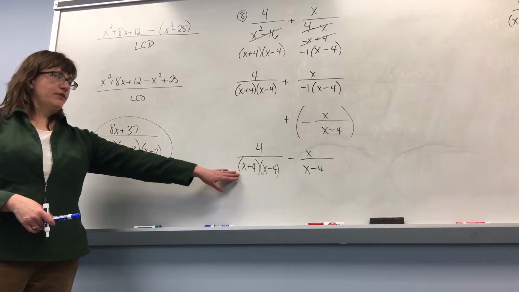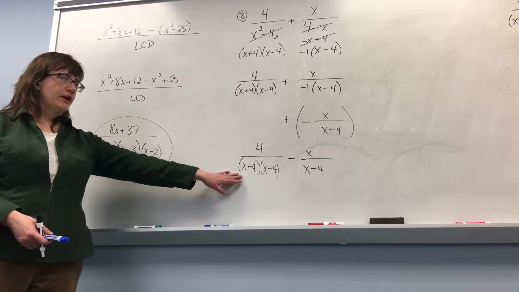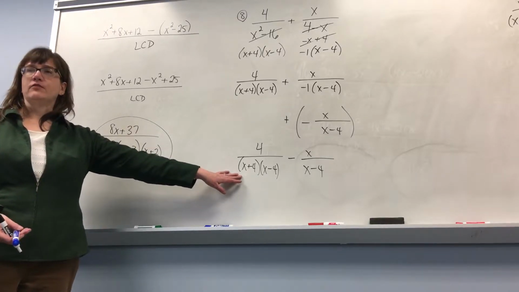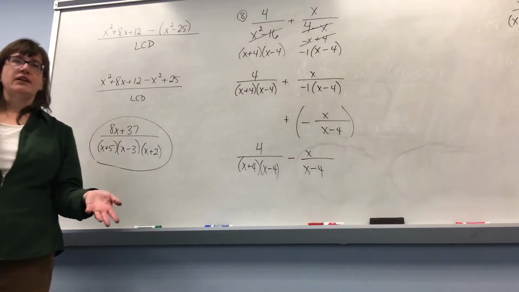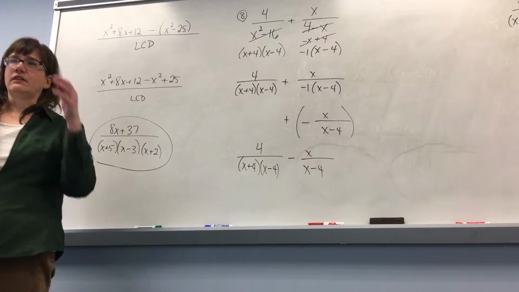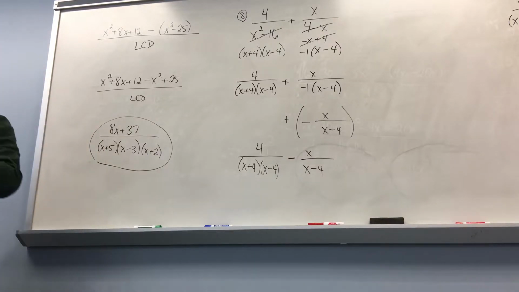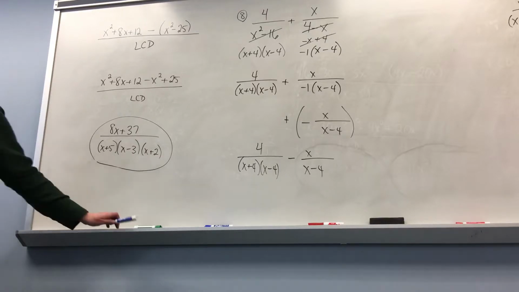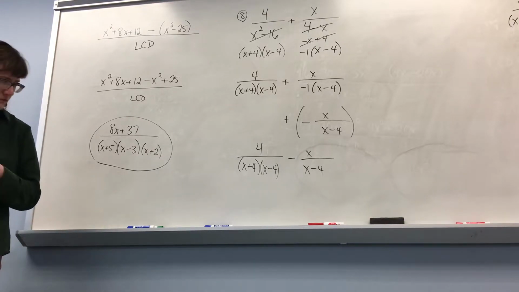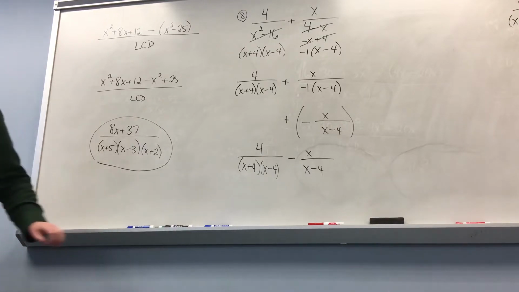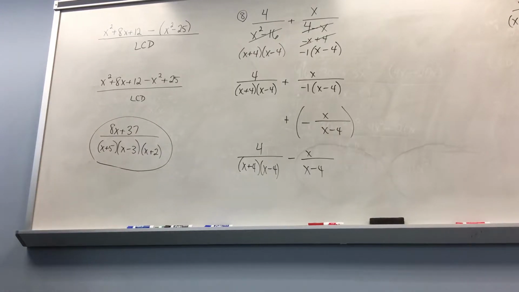Okay, perform this operation. 4 over x plus 4 times x minus 4 minus x over x minus 4. Do we have like fractions? No. Find the least common denominator, write each fraction with the LCD, and then continue on. Ready? Go. Feel free to confer with your neighbor at any time.